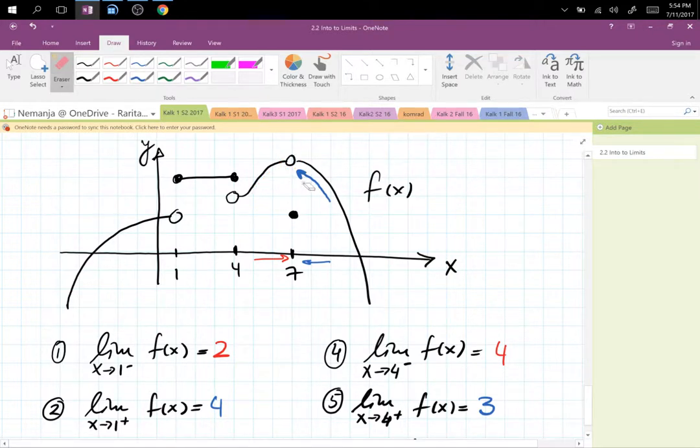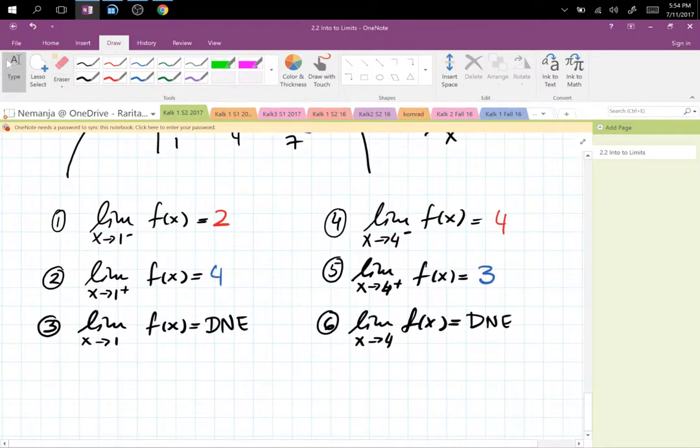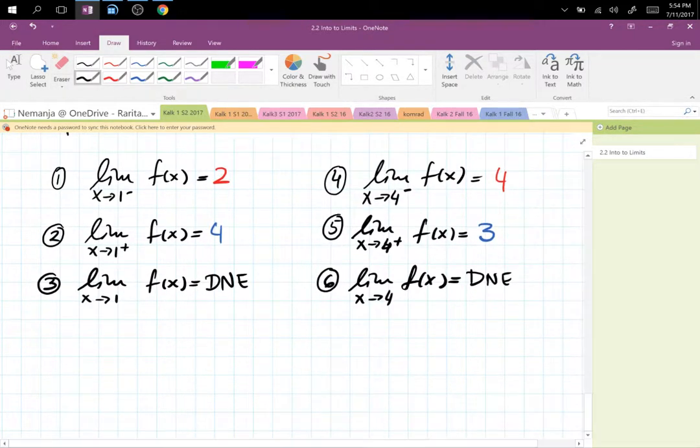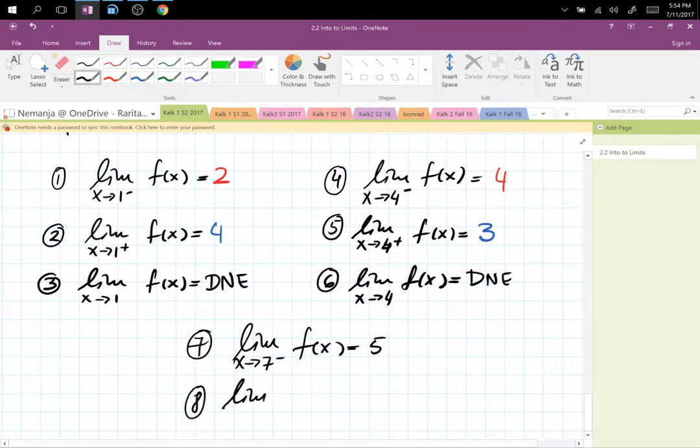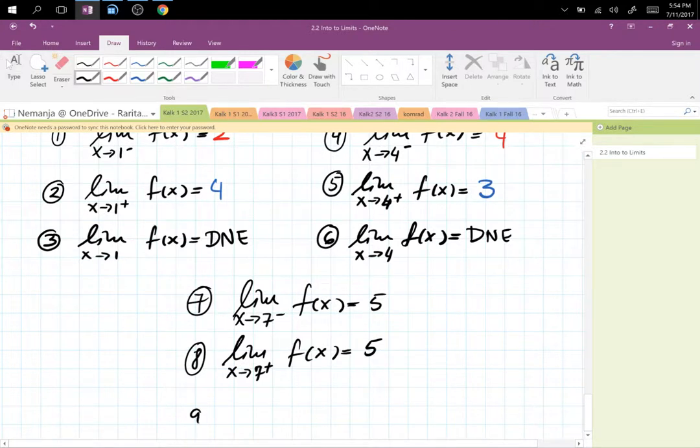So the last set of questions, 7, 8, and 9. Limit as x approaches 7 from the left of f of x is 5. Limit as x approaches 7 plus, which is from the right, is also 5. And finally, limit as x approaches 7 from both sides simultaneously is 5 because these two were the same value.